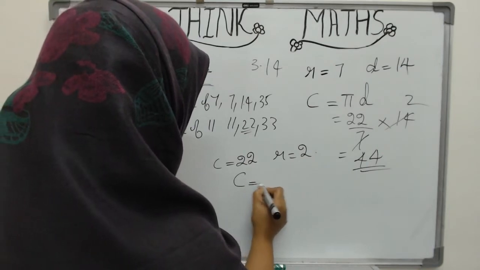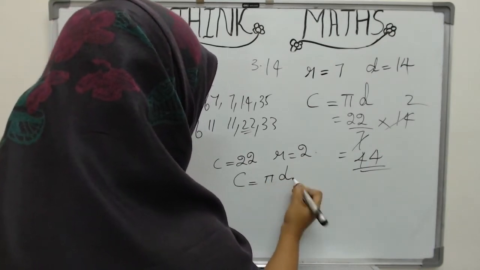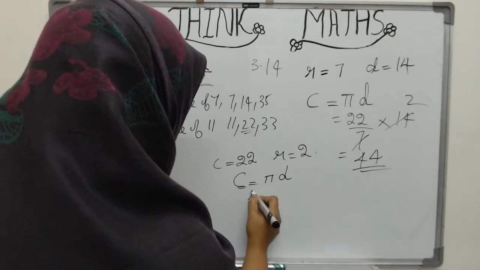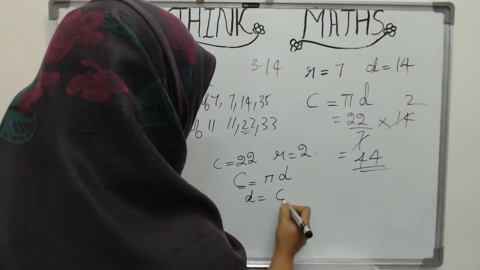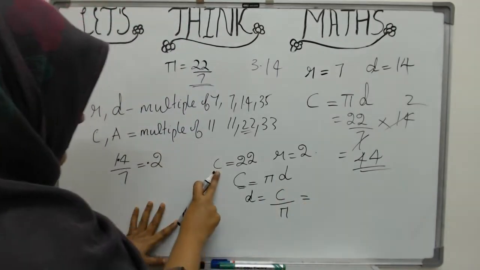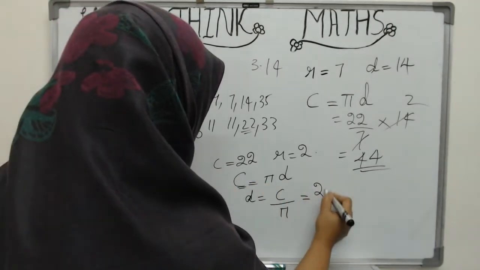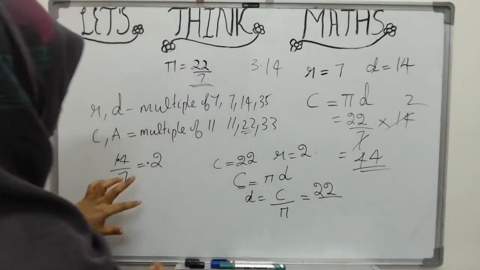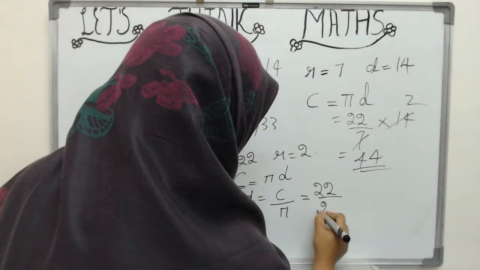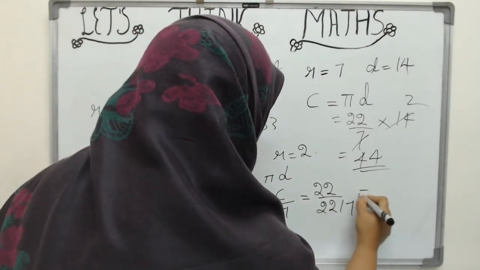Again, c is equal to pi d. Here you know what c is. You don't know what the diameter is. So the diameter is c by pi. But what is your circumference here? It is 22. And what value of pi will you take? You will take 22 by 7. So the answer is 7.